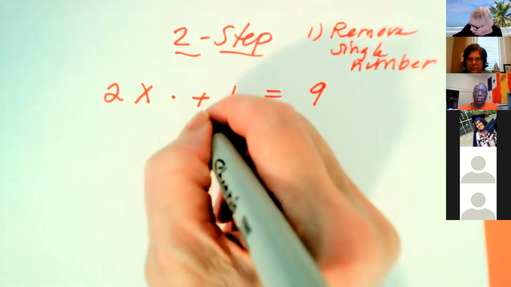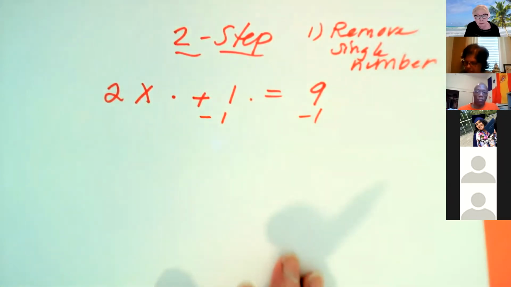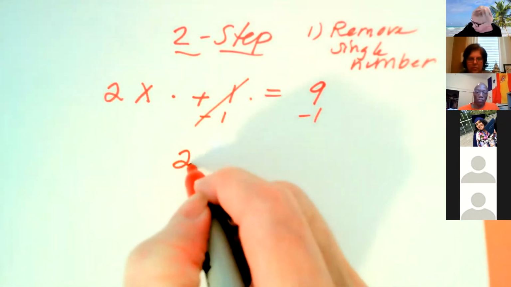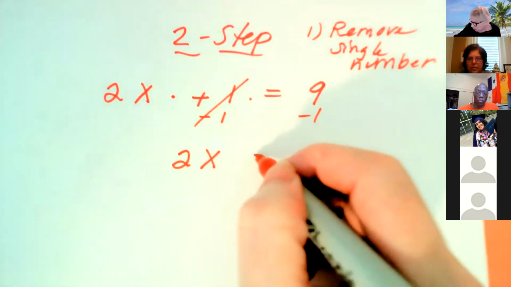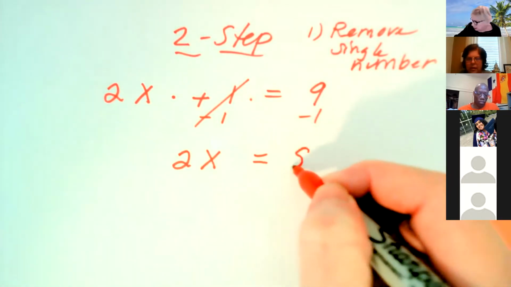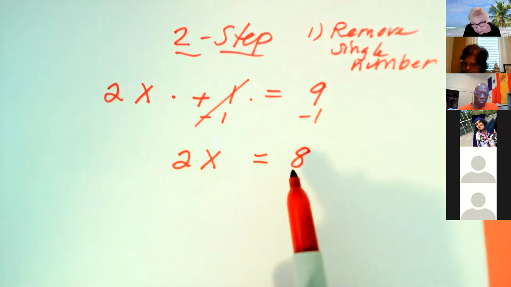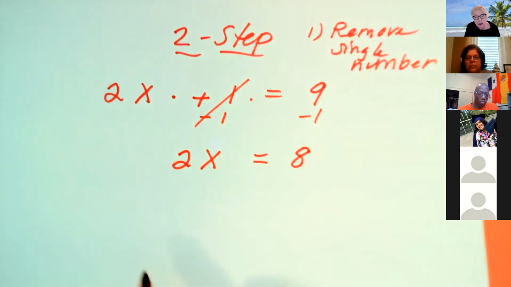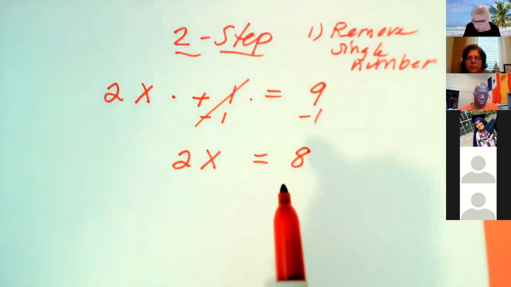So +1, I'm going to go -1 over here, on the other side, -1. This leaves me with 2x on the left. This is gone. On the right, 9 take away 1 would be 8. I am now down to 1 step. This was 2. Now it's down to 1. It keeps improving with every line. What do I need to do to both sides to finish this off?